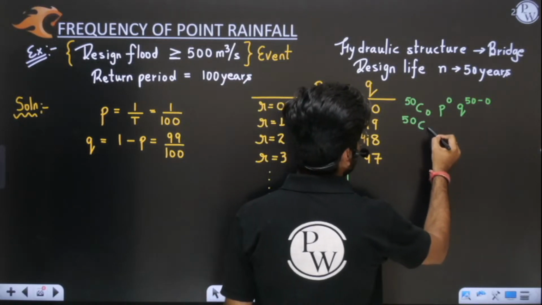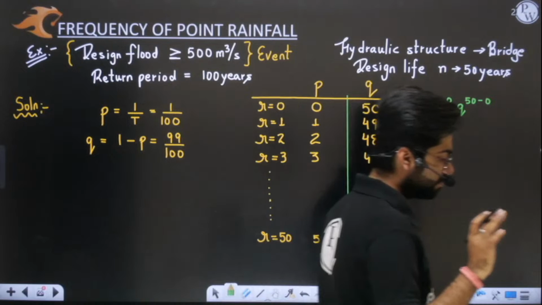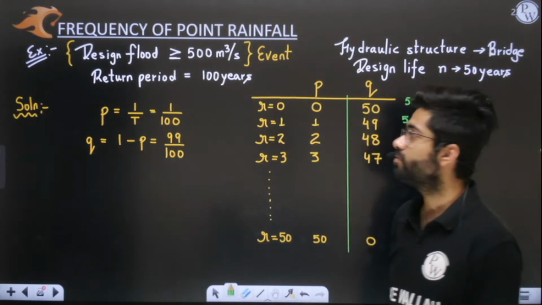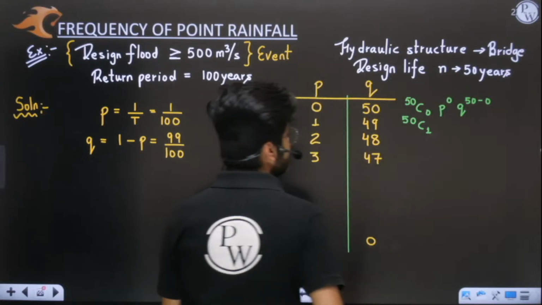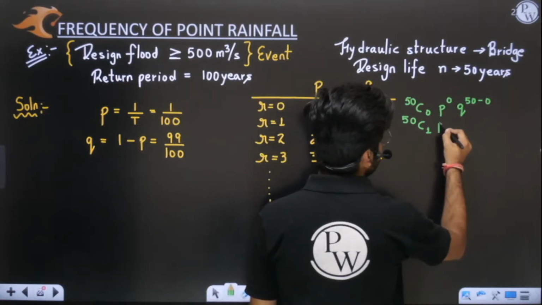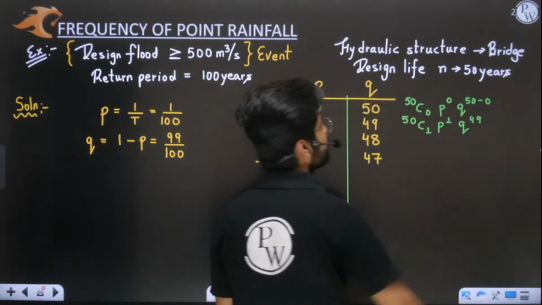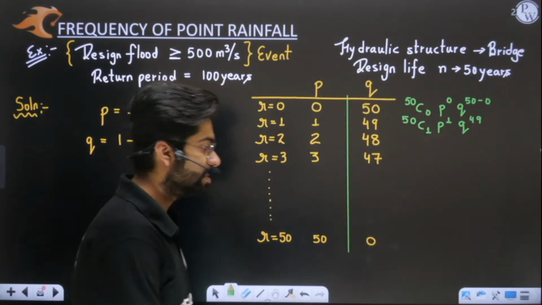Now R is 1, sir. Yes or no? The value of R is 1. Tell me, is this clear? So obviously 50C1 P power 1. Why P power 1? Because it is occurring once and it is not occurring 49 times. 50 minus 1, 49 is 50 minus 1. Yes or no? Is this clear?